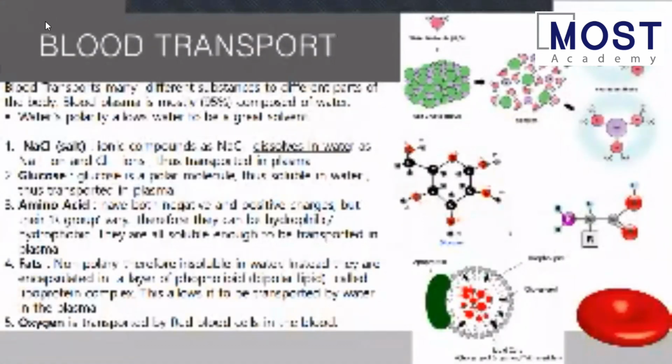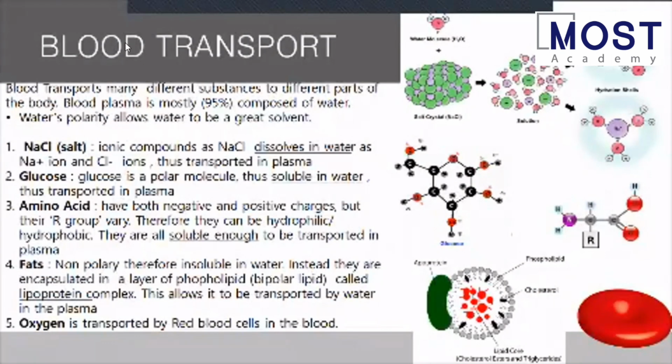Our blood consists of red blood cells and plasma. Plasma is about 95% water. Since it's mostly composed of water, lots of substances can be dissolved in water and thus transported through our blood. Okay, so there are some examples they mention in the syllabus for you to understand. One example is sodium chloride, salt.